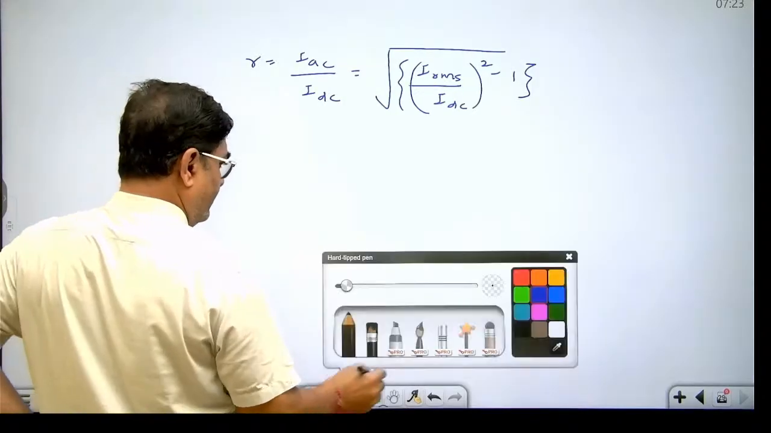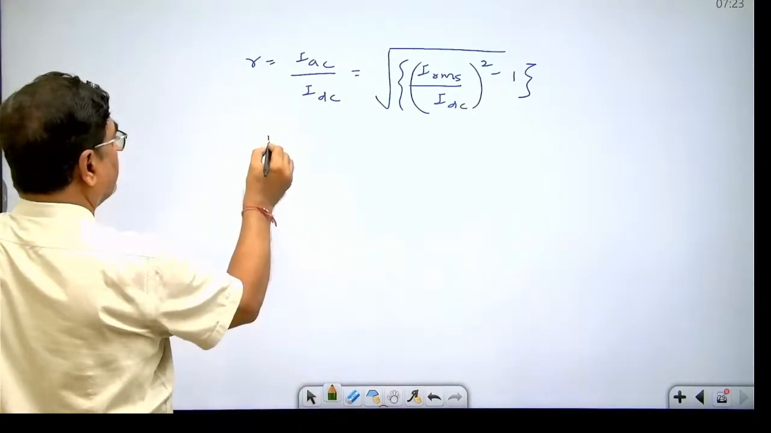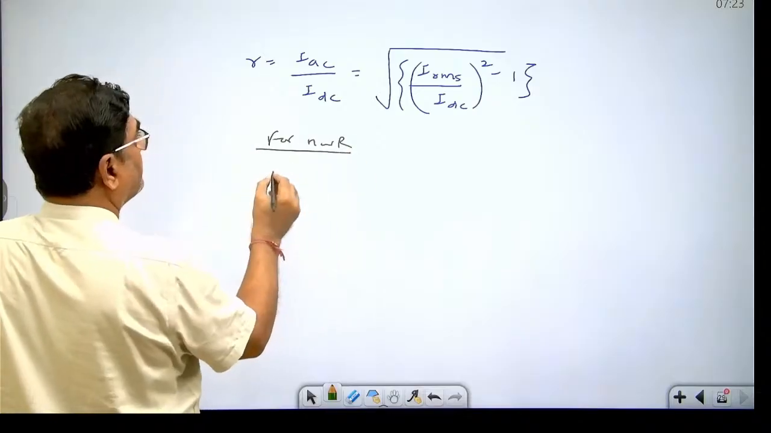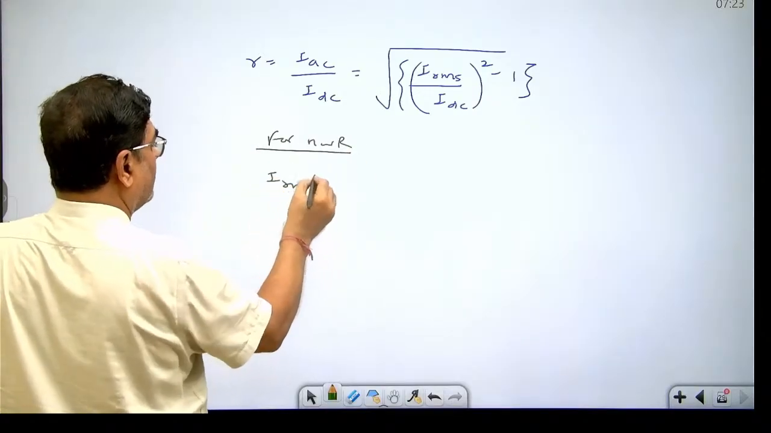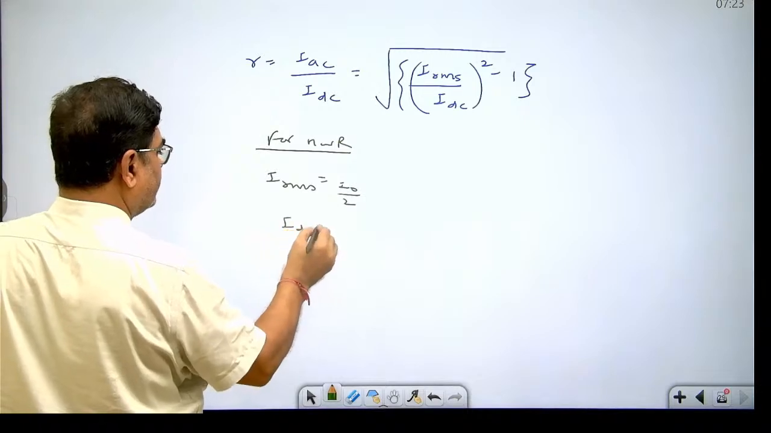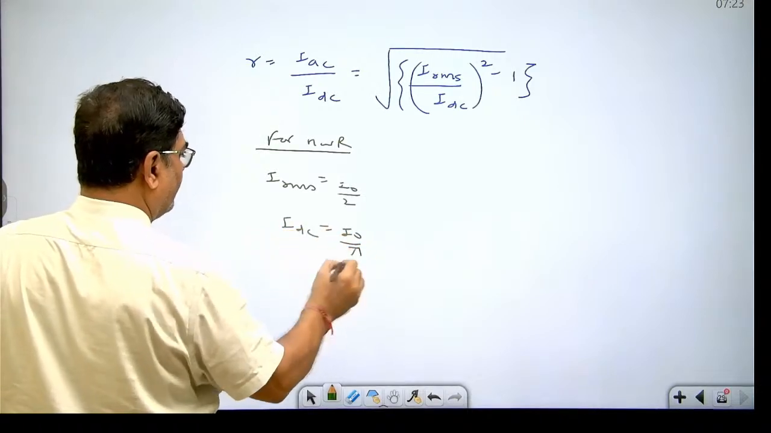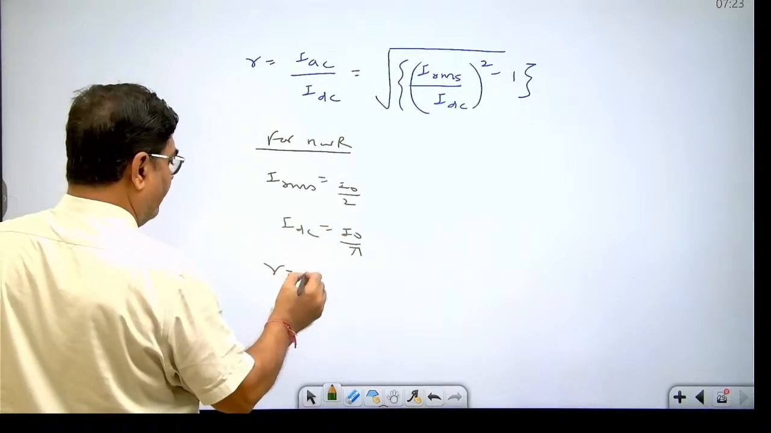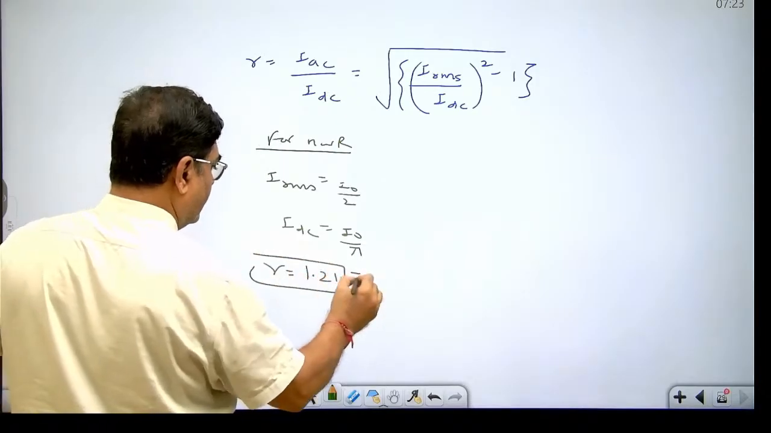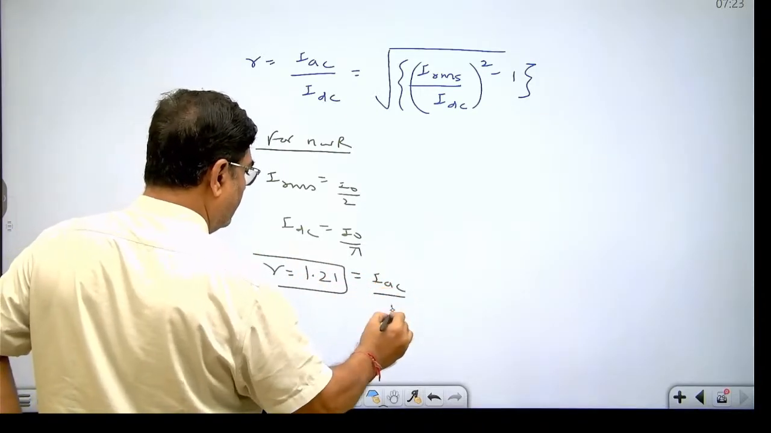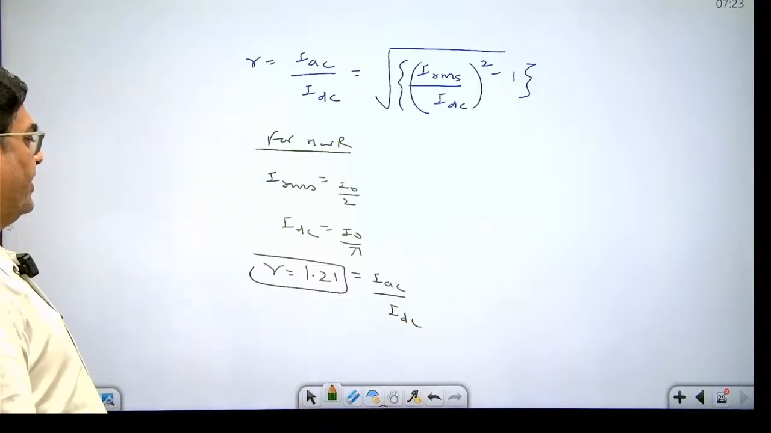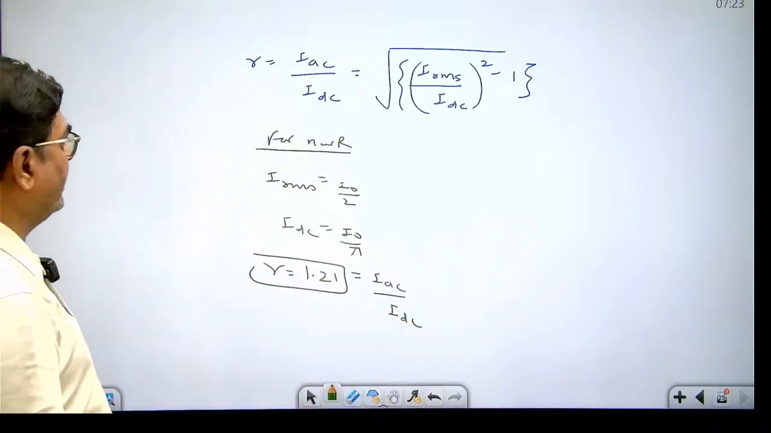Dear student, for half wave rectifier, IRMS equal to I0 upon 2, I0 is peak value, and IDC equal to I0 upon pi. So half wave rectifier gives us R equal to 1.21. So in case of half wave rectifier, presence of impurity remains more than presence of purity, okay. IAC is more than IDC.